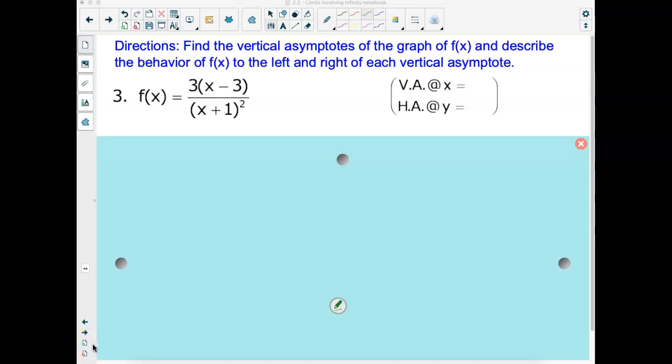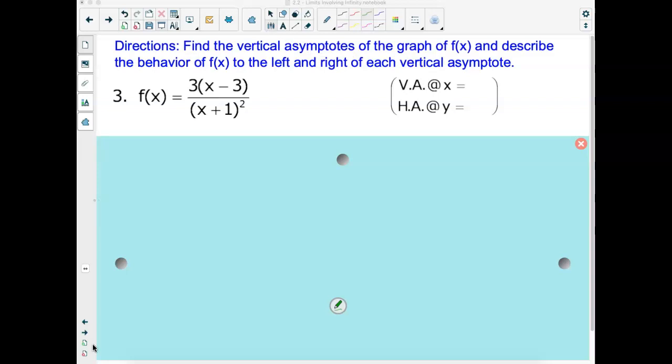We're going to do number 3 here. We're in the same directions. Find the vertical asymptotes of the graph of f of x and describe the behavior of f to the left and right of each vertical asymptote. Sometimes you can have more than one, obviously, okay? So by describing the behavior, we're asking, is it going up or is it going down? That's all we're asking. But then we are getting into the general knowledge of this all again, okay?